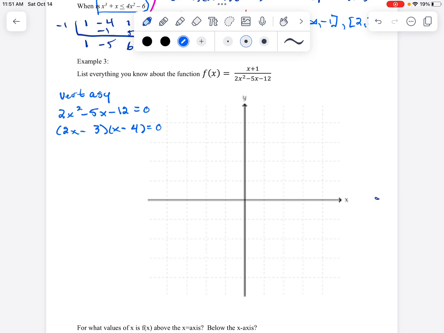negative 4 and negative 3, that gives us a positive 12. Let's see if something else will work.